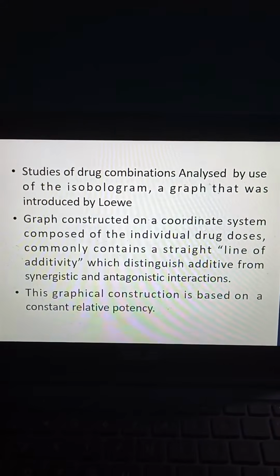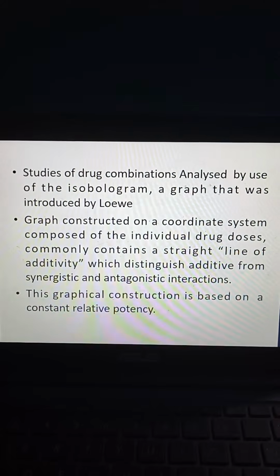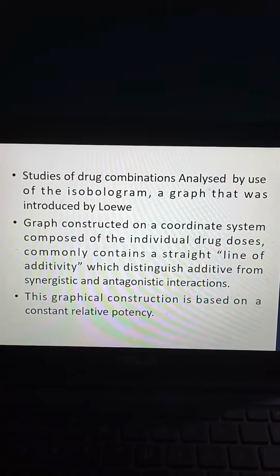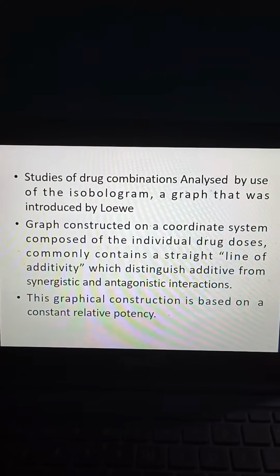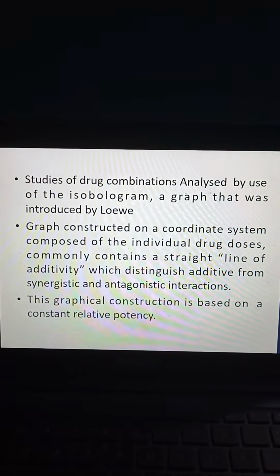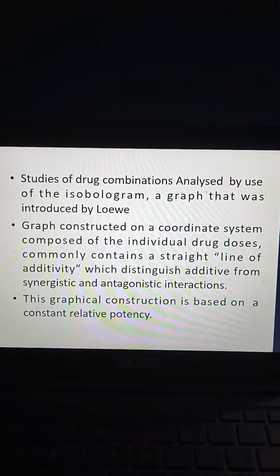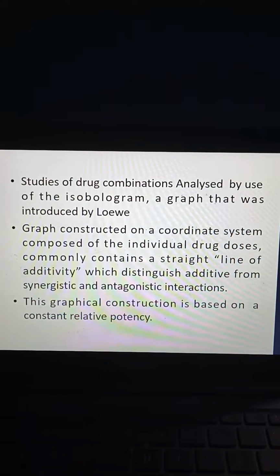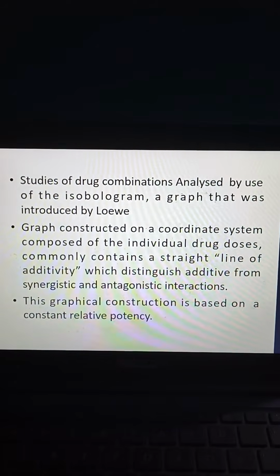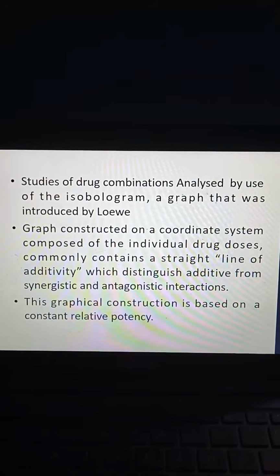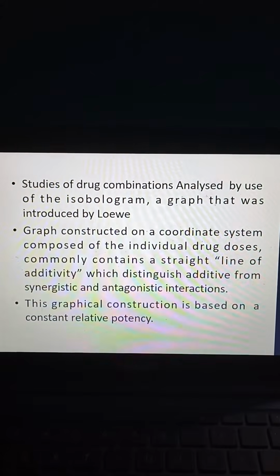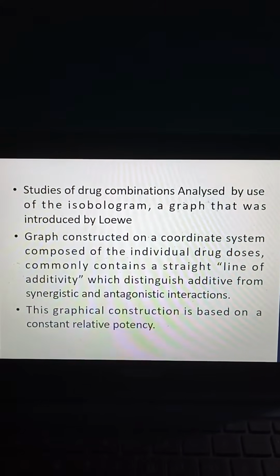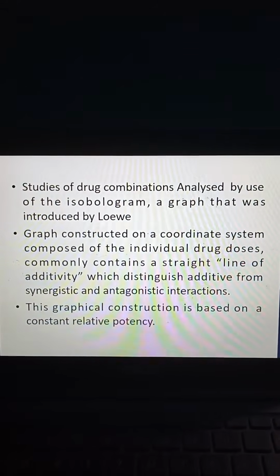There are studies of drug combinations analyzed by use of the isobologram, a graph that was introduced by Loewe. This graph is constructed on a coordinate system composed of the individual drug doses, and commonly contains a straight line of additivity which distinguishes additive from synergistic and antagonistic interactions. This graphical construction is based on a constant relative potency.